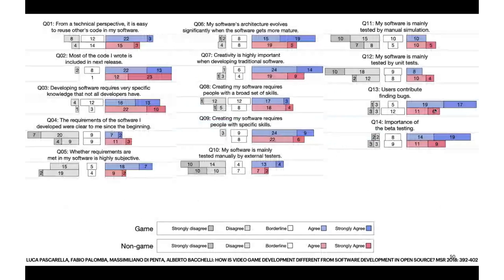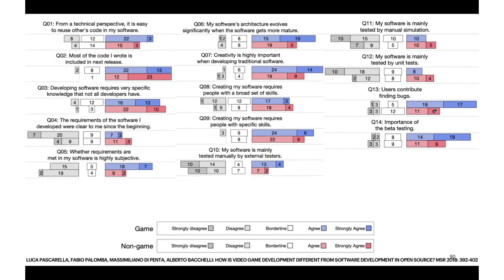So let's get back to our survey of game developers and non-game developers. Usually a survey is not limited to one question. In this particular case, the authors have asked 14 different questions. And you see here visual representations of the answers they have obtained. The upper row corresponds to the game developers, the lower row corresponds to non-game developers, and then for each one of the statements, we have a scale, like a Likert scale, from strongly disagree to strongly agree, from gray to blue, or from gray to red.